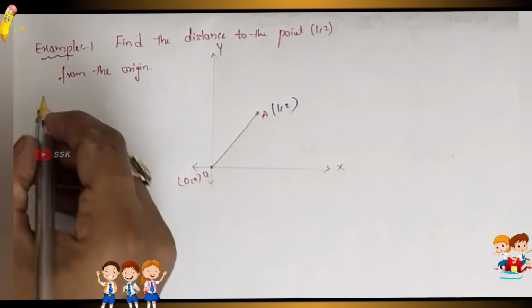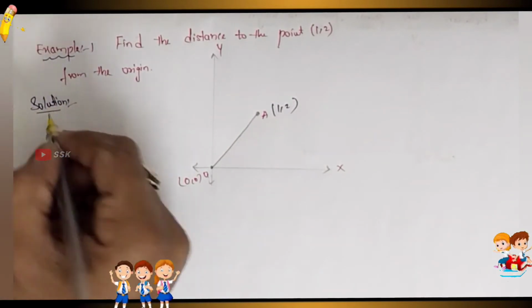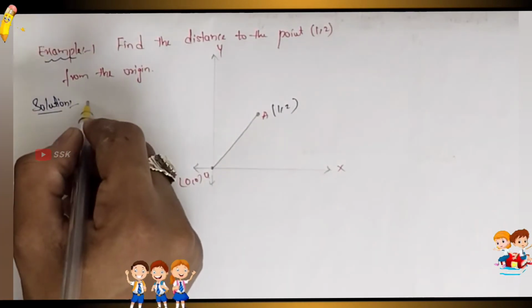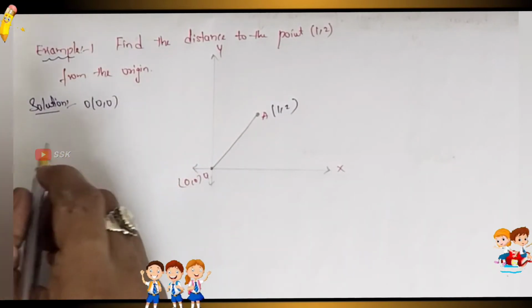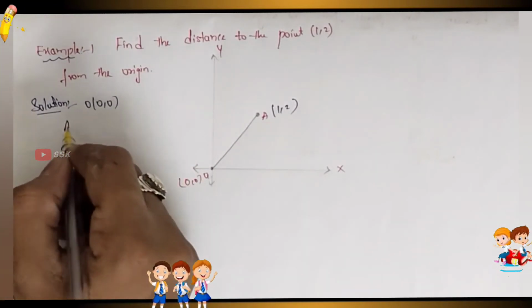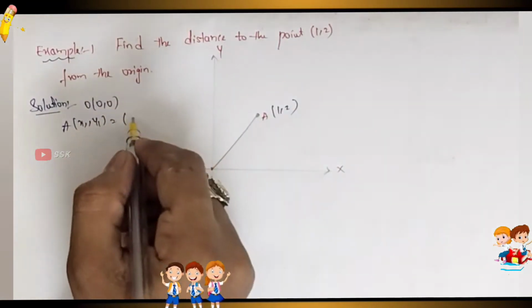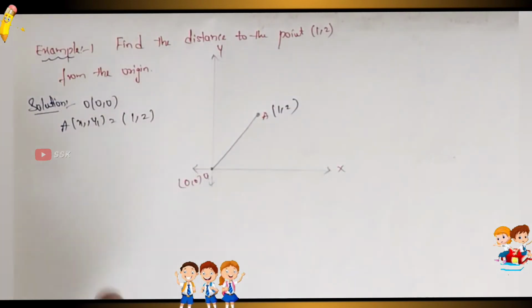Okay. Now solution. Now what is given here? So O is 0 comma 0, the origin. Next A value x1 comma y1 is equal to what is given? 1 comma 2. So what is the formula? The distance between the point and the origin formula.